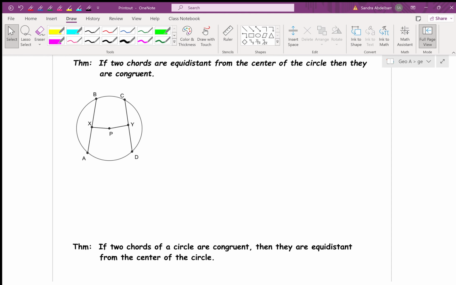All right, so I've now introduced a new word here: equidistant. Equidistant, exactly what you think it means, an equal distance. So they're saying if two chords are an equal distance from the center. So question 1, how do we determine the distance from a chord to the center? The distance from a chord to the center is the length of what?